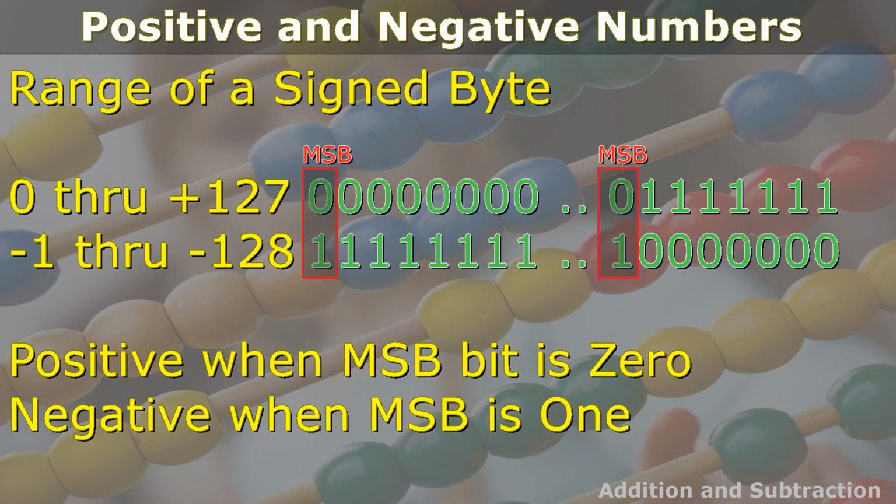So you can tell a number if it's positive or negative by looking at the most significant bit. Positive numbers will always have the most significant bit as 0. And negative numbers will always have the most significant bit as a 1. So that's an important takeaway to note.